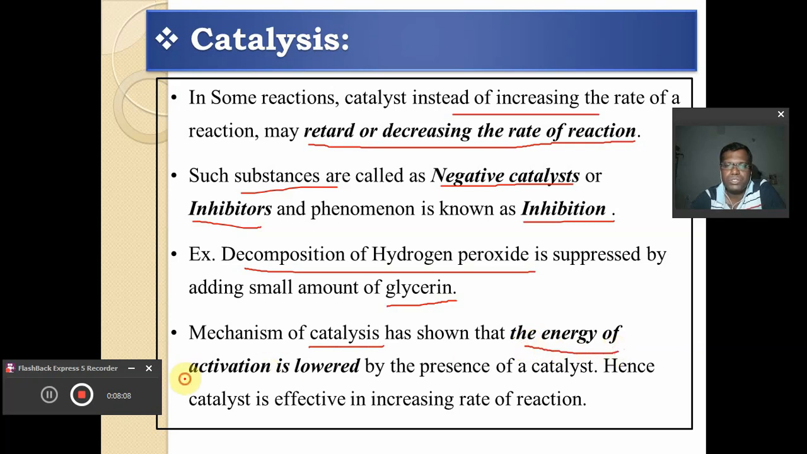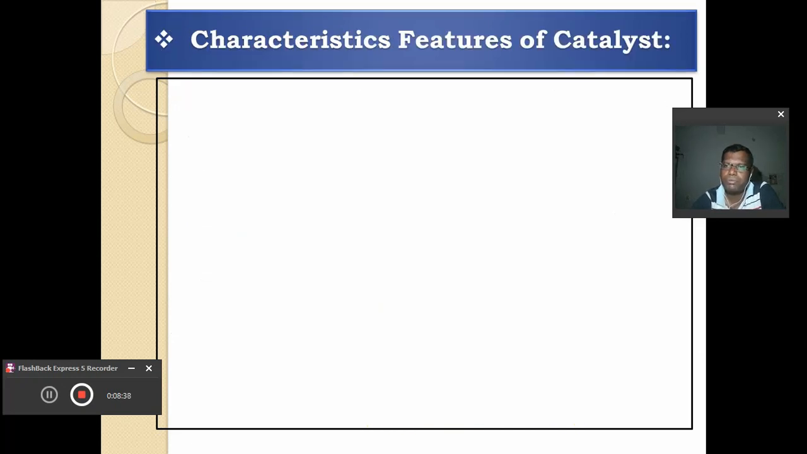Again, it is observed that the mechanism of catalytic reaction, or the catalysis, indicates that the energy of activation is lowered. Due to the lowering of activation energy in the reaction where the catalyst is present, the rate of reaction increases. So it's very important. Whenever the mechanism of reaction involves a catalyst, its important role is to decrease the energy of activation, and hence the catalyst is very effective in increasing the rate of reaction. So whenever we are using a catalyst in the reaction, it has some characteristics.